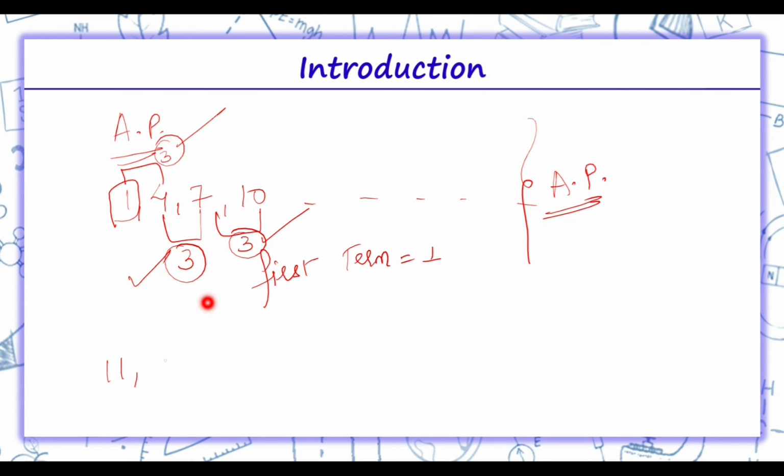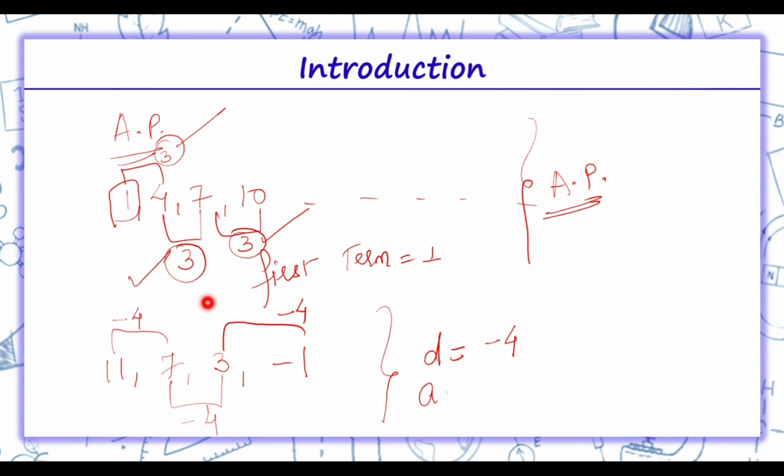Another example we have 11, 7, 3, minus 1. Now in this sequence, second term minus first term, 7 minus 11 is minus 4, 3 minus 7 is minus 4, minus 1 minus 3 is minus 4. Again the common difference is minus 4. First term, which is represented by a, is 11. Hence, if the common difference is same, the sequence is said to be in AP.